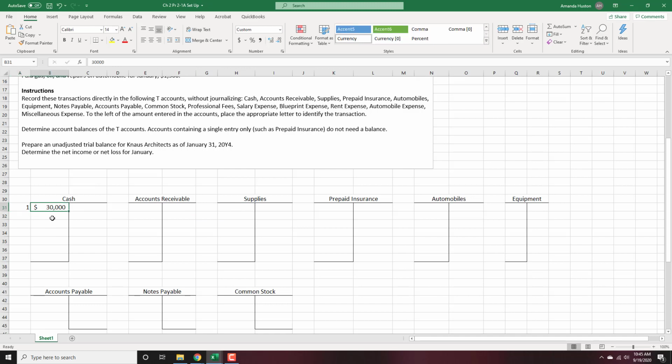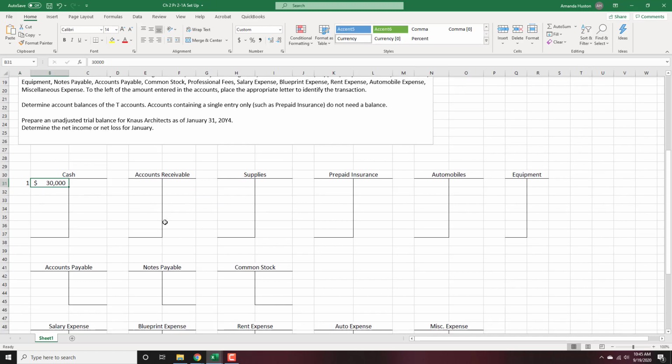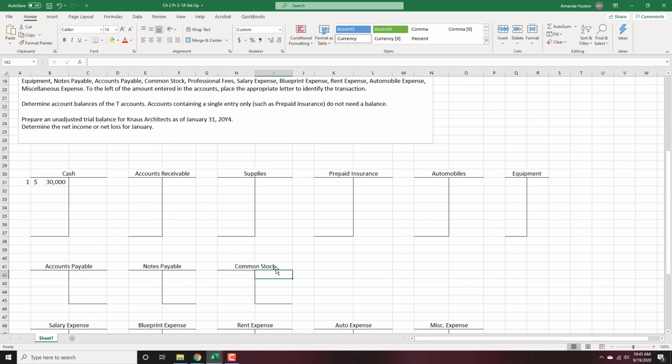So we received $30,000 cash. That's a debit to cash, which is positive. And then the credit is to common stock, over here for Marjorie. And that's from number one. This is transaction number one. So now we're going to read transaction number two.